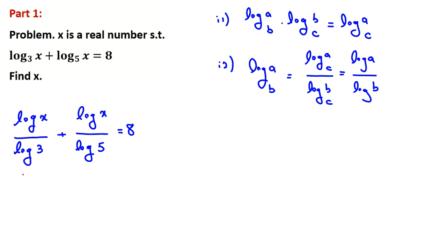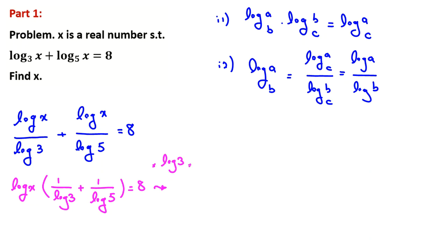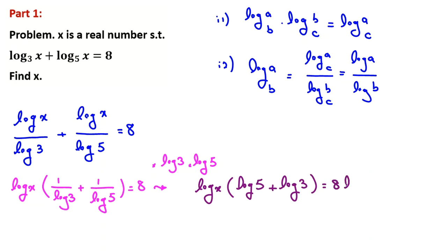In the next step, we use a common denominator, and we factor out log x. First step, it will be 1 over log 3 plus 1 over log 5 equals 8. Now, if we multiply both sides by log 3 times log 5, the left hand side will be log x times log 5 plus log 3, equals 8 times log 3 times log 5.